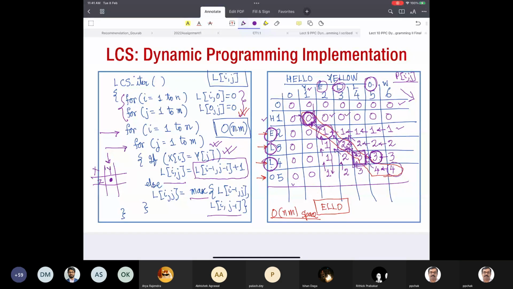So I have now converted my recursive algorithm to a simple iterative algorithm, which again takes that same amount of time and the same amount of space, because at every point I am doing only one constant time computation. So here, by remembering everything, by converting it into an iteration, I have now got the longest common subsequence problem solved faster. Any questions?